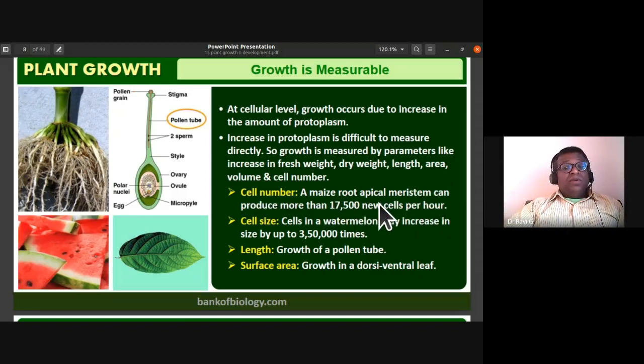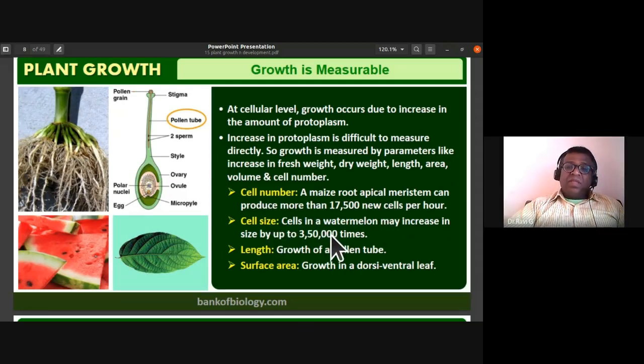So a maize root apical meristem can produce more than 17,500 new cells per hour. So within 60 minutes, they produce 17,500 new cells. That is also a measurement of their increase in growth, isn't it? Increase in size, elongation that can take place. So that is growth that is taking place.